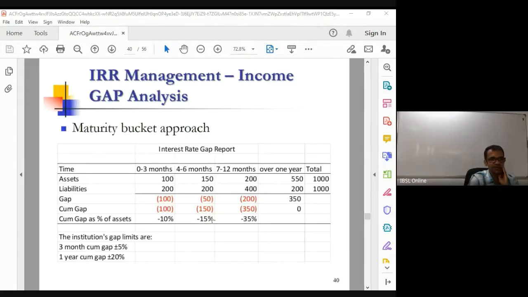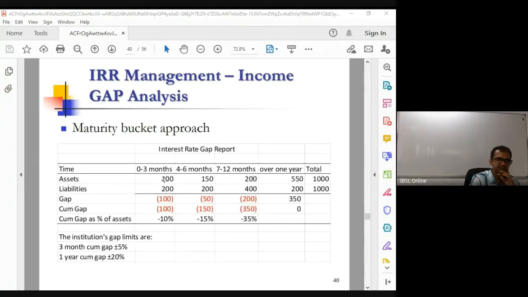So we have to reduce this by 5%. That means we need at least another 50 million. If we can increase this to 150, then this will go to 1050. If that goes to 1050, we have to increase this to 1050. So we can increase 50 million assets here, but we cannot increase liabilities here. Why? Then there won't be any change.